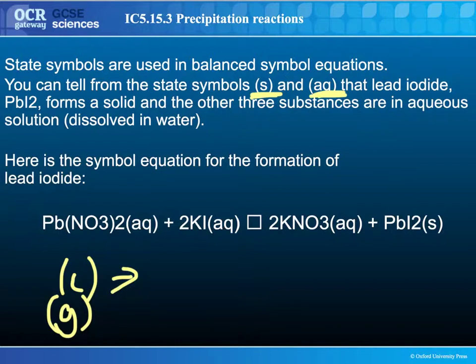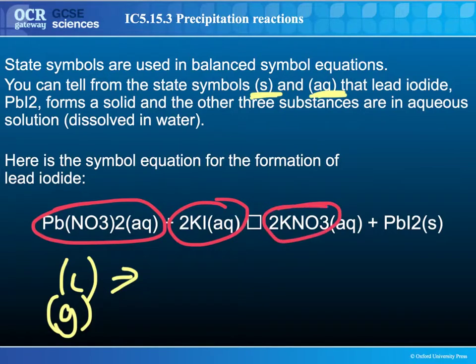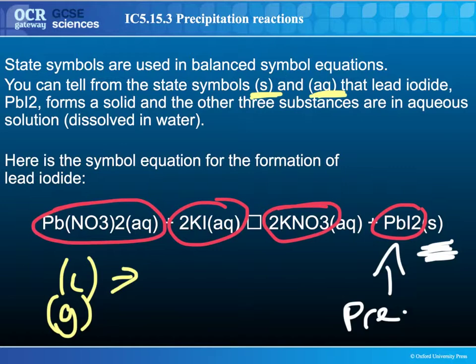So here what we have is lead nitrate reacting with potassium iodide. The lead and the potassium have swapped places. A little bit of balancing to do, but essentially the key thing that we're looking for here is that S, and that tells us that the lead iodide is the precipitate.